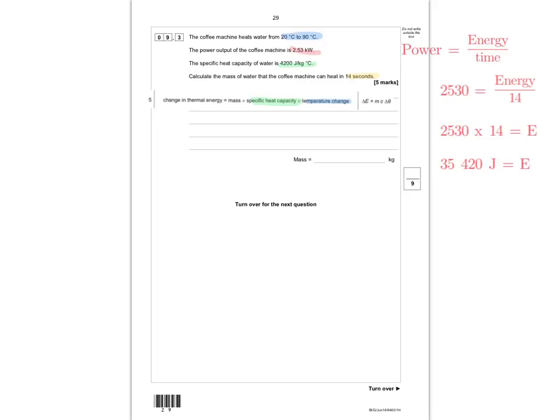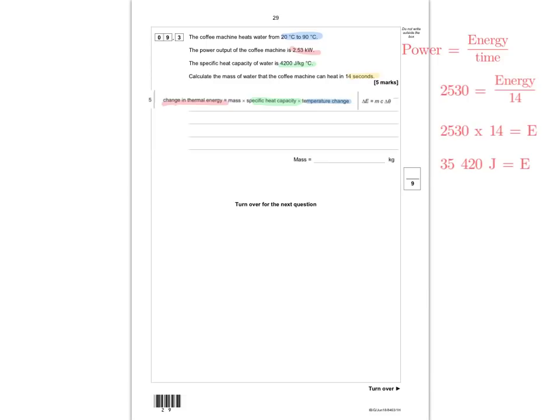You can now see my working. I put the 2,530 watts, from converting it into kilowatts, into the equation here: 2,530 equals energy over 14. So I need to times by 14 to find energy, so 2,530 multiplied by 14, and that gives me an answer of 35,420 joules is equal to my energy. So I can now use this in the equation over here.